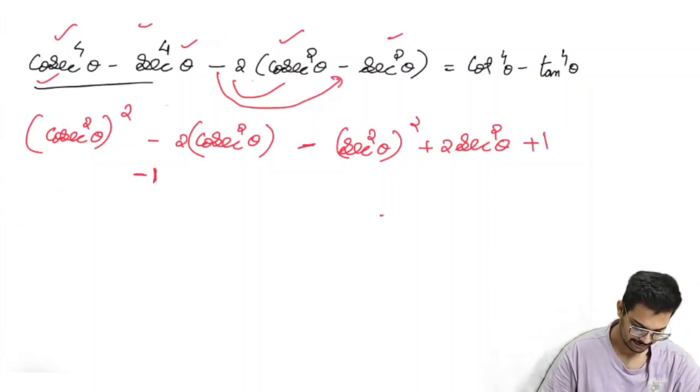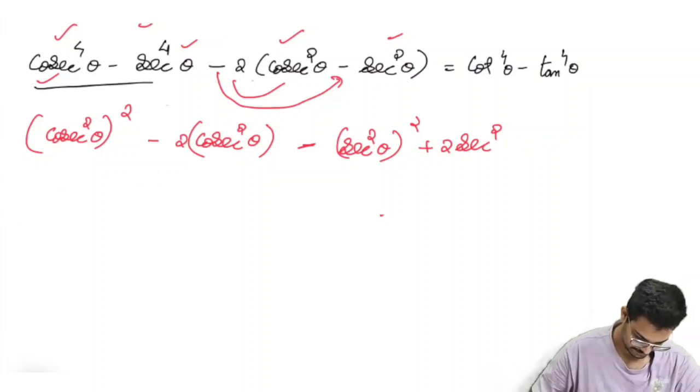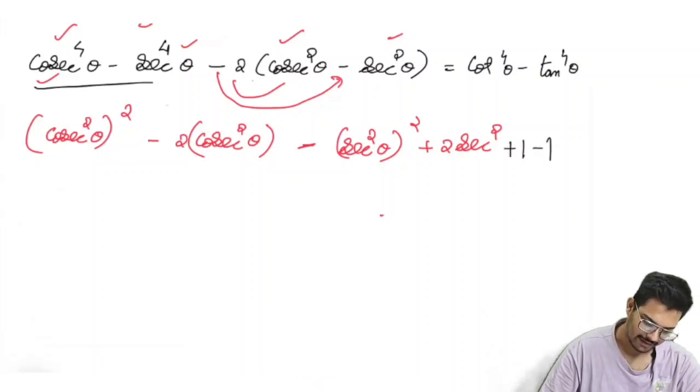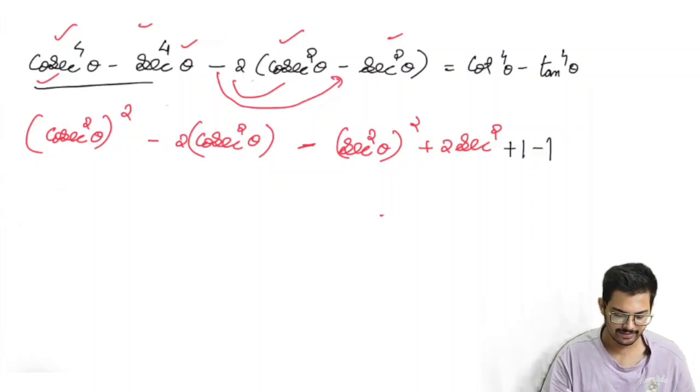In the next step, I am just subtracting a 1 and adding a 1. Basically, add a 1 and subtract a 1. Adding and subtracting 1 simultaneously means basically we are adding 0, and 0 won't alter the result.